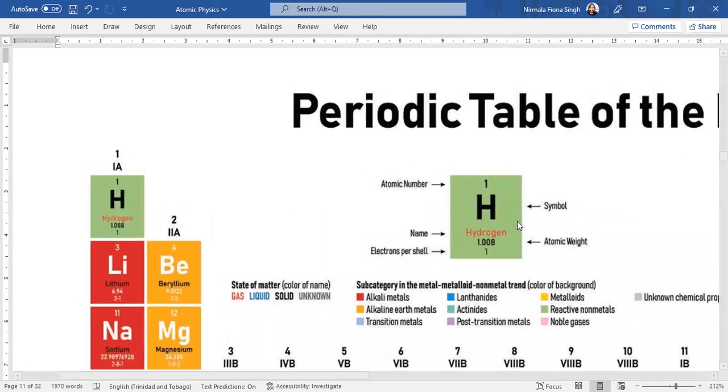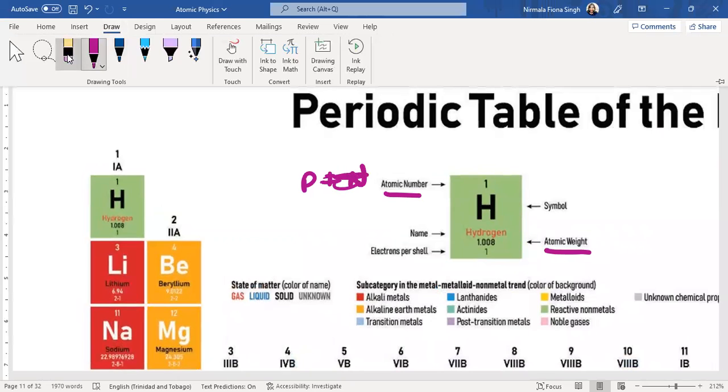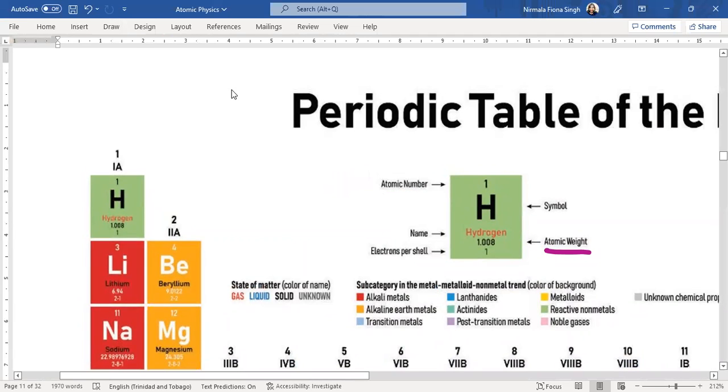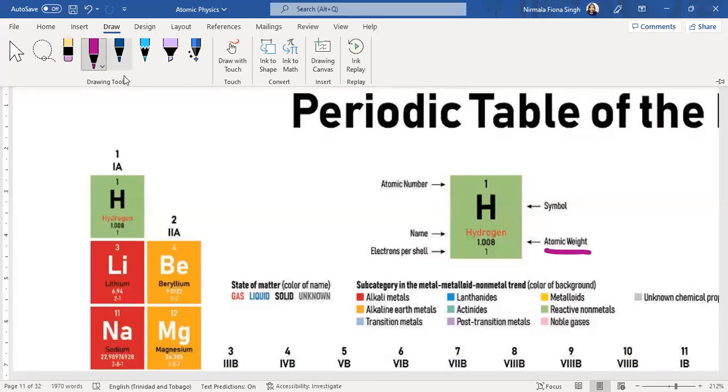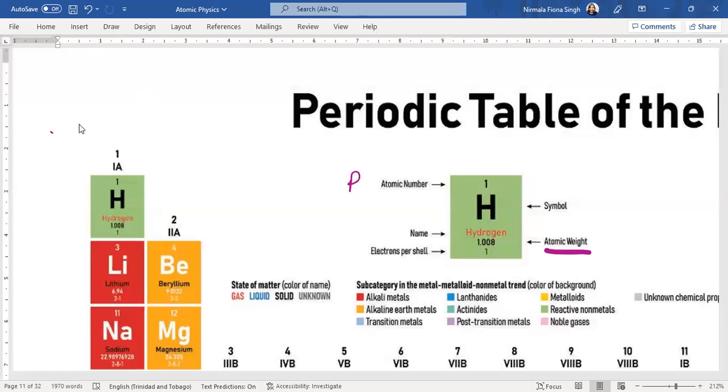What it does is tell us our atomic number. Remember, your atomic number is the number of protons plus neutrons. Atomic weight. Oh, wait, no, atomic number is the number of protons, sorry. Right, atomic number is the number of protons. Let me just get a smaller pen. All right, so this is your number of protons.